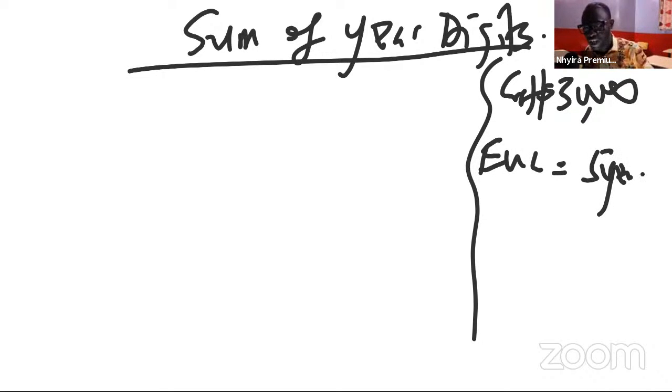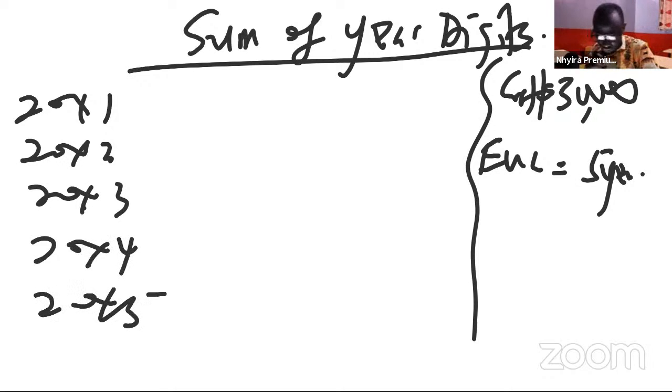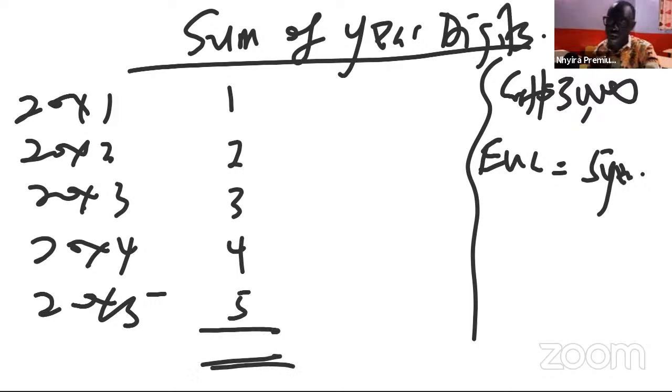So this is how the sum of year digits works. We're going to have the years ended: 20x1, 20x2, 20x3, 20x4, and then 20x5. Five years. Then we number them 1, 2, 3, 4, 5, and when we finish, we sum all of them up. Stay with me carefully. 1 plus 2 is 3. 3 plus 3 is 6. 6 plus 4 is 10. 10 plus 5 is going to be what? 15.